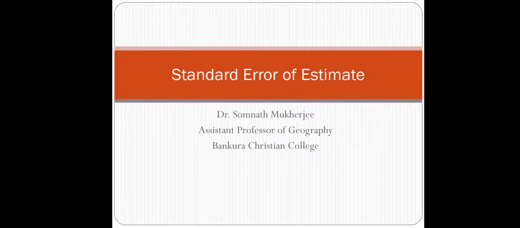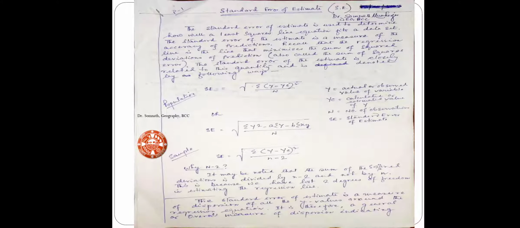Now for the equations. For the population, the equation is SE equal to root over summation (y minus yc) whole square by n, where y is the actual or observed value of the variable, yc is the calculated or estimated value of y, n is the number of observations, and SE is the standard error of estimate. In the case of a sample, we use the equation SE equal to root over summation (y minus yc) whole square by n minus 2.